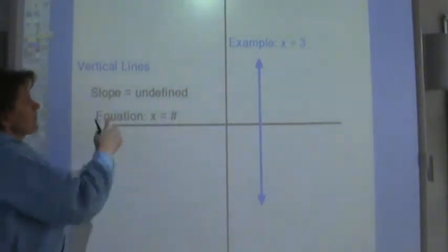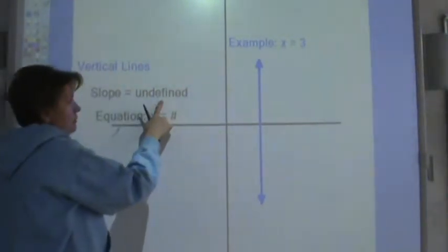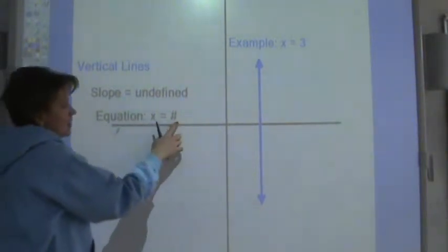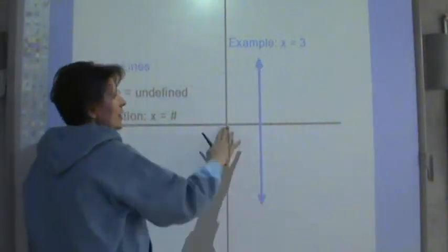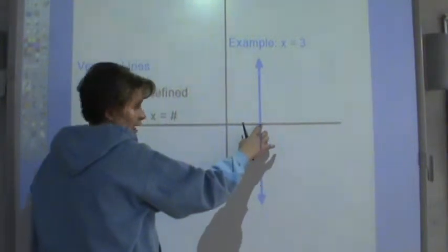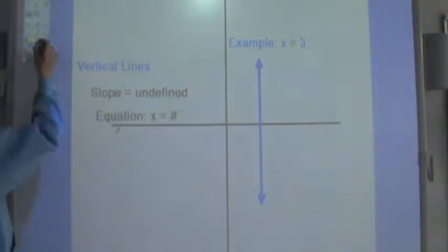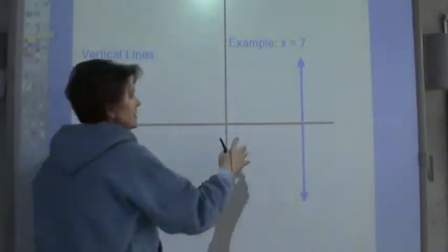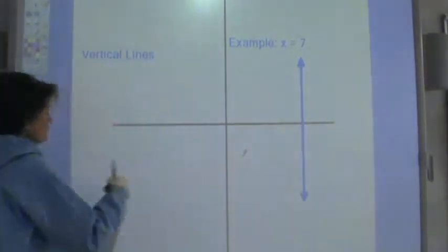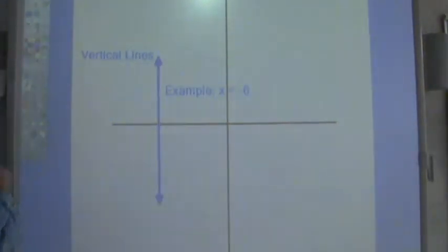Vertical lines, the slope is undefined, and the equation is going to be x equals a number. For example, x equals 3. So on my axis, I go over to 3, I draw myself a vertical line. Here would be x equals 7. Go over to 7, draw a vertical line. Here's x equals -6.